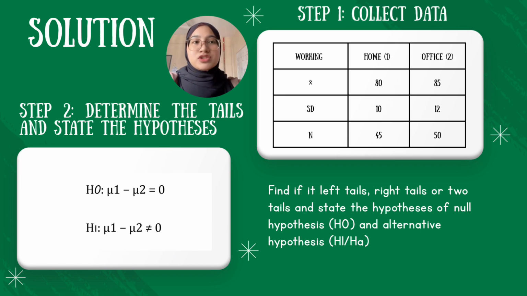So next is the solution. Step number 1, collect the data. Find the mean, standard deviation and sample size from the statement. Step number 2, determine the tails and state the hypothesis. Find if it is left tail, right tail or two tails, and state the null hypothesis H0 and the alternative hypothesis H1 or HA.